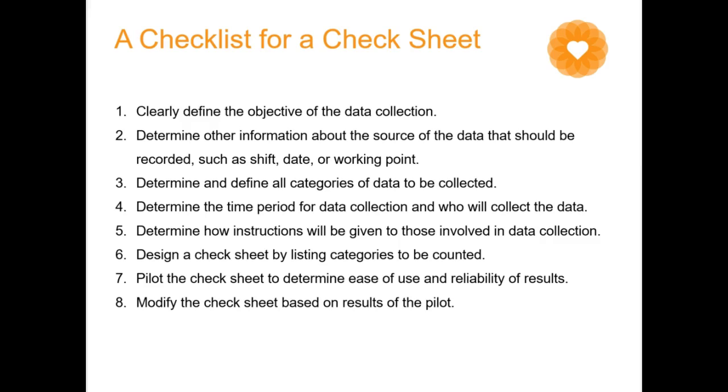We want to make sure that we have clearly defined objectives for the type of data we're seeking to collect. And we want to make sure that the source of the data is true, because bad data looks exactly like good data on a spreadsheet. Jeff Cole teaches us that during class. So we want to determine and define the categories, and definitely look at the time period, because if we just collect data for one day or one week, that may not be enough data. So we want to think about a checklist for our check sheet.